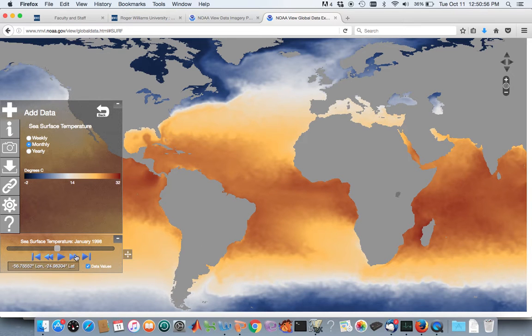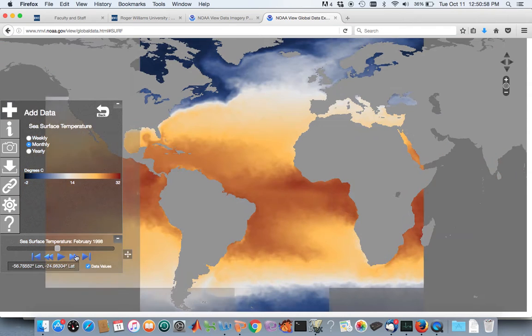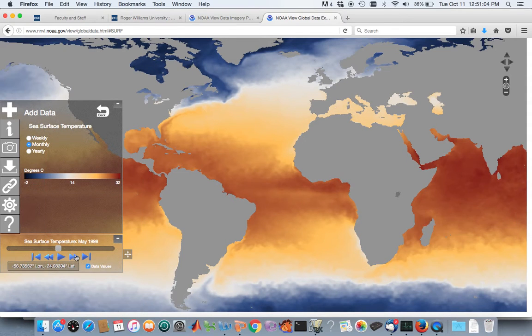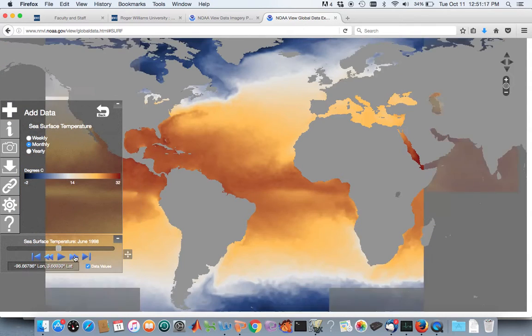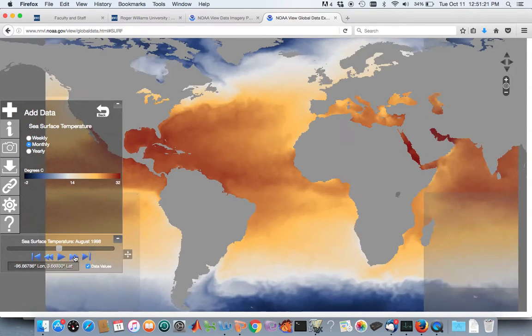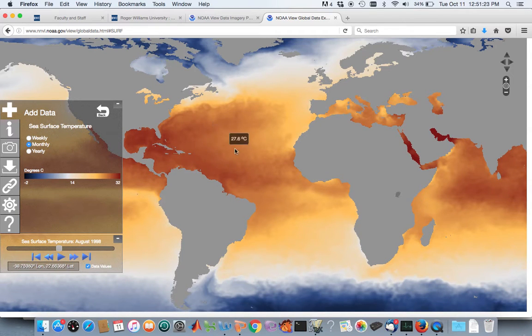But as we progress through the months, this is February, March, April, May. See what's happening is the southern waters are becoming cooler, and the northern waters are becoming warmer as we leave the northern hemisphere's winter and enter the northern hemisphere's summer. June, July, and August. Now we can see the complete reversal.